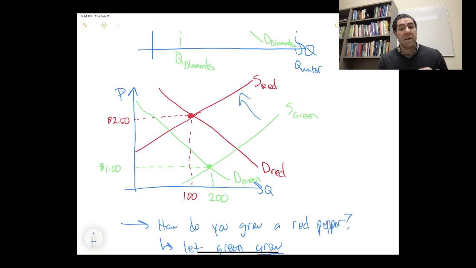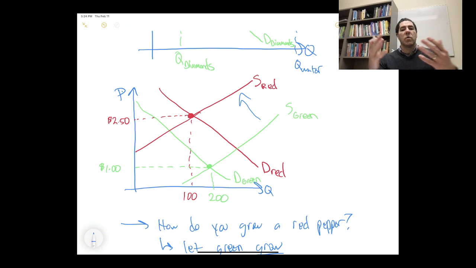So what I see makes a lot of sense. Red peppers, as a higher marginal cost, are going to sell for a higher price, but we're going to sell much less of them, even though they have higher demand. Green peppers are much cheaper to produce, and even though we don't want them as much, we're going to buy more of those at a lower price.